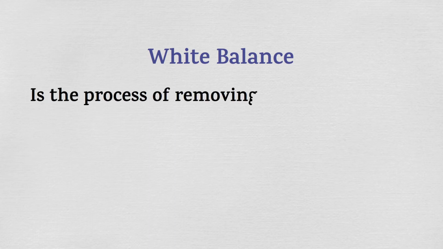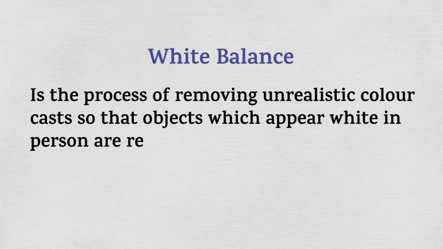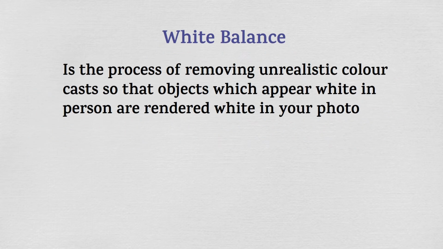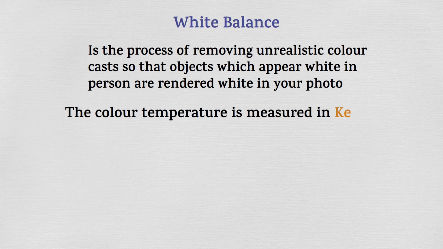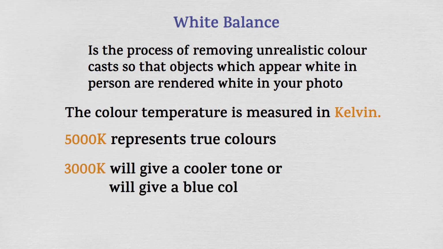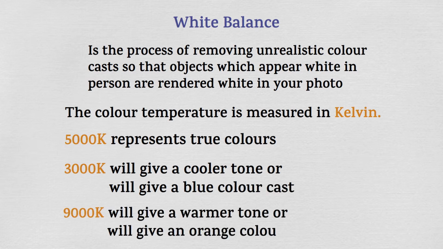White balance is the process of removing unrealistic color cast so that the objects which appear white in person are rendered white in your photo. The white balance issue happens because of the sensor's capability of capturing light. It also depends on the time of the day you shoot your pictures. The color temperature is measured in Kelvin, and 5000 Kelvin represents the two colors. 3000 Kelvin will give you a cooler tone or a blue color cast. 9000 Kelvin will give you a warmer color tone or an orange color cast.